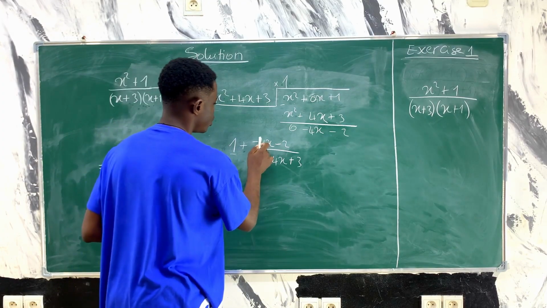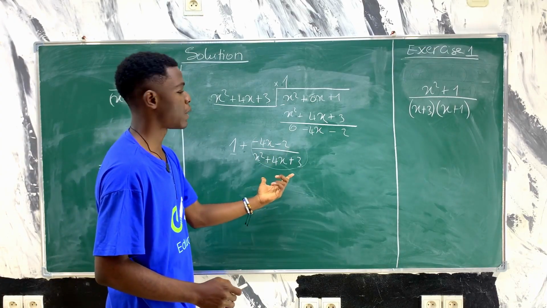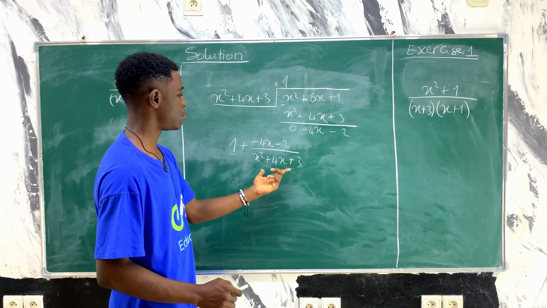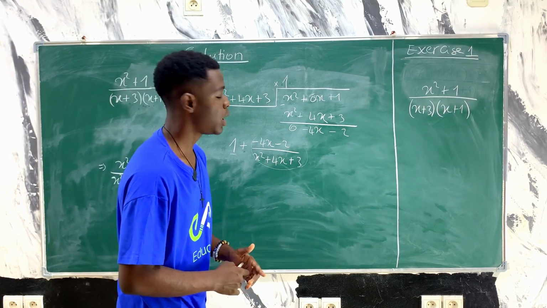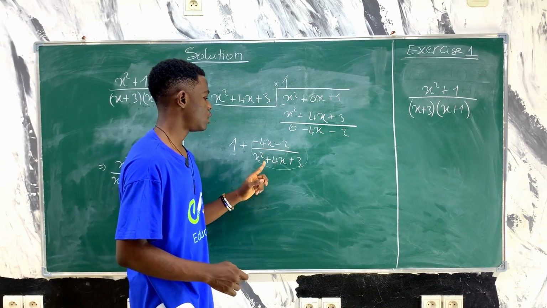Now you have to make this one a partial fraction, because this one is not simplified to partial fractions yet. It's not simplified, so you have to simplify. Here we can already see that the power here is actually smaller than the power here. So you can start solving.